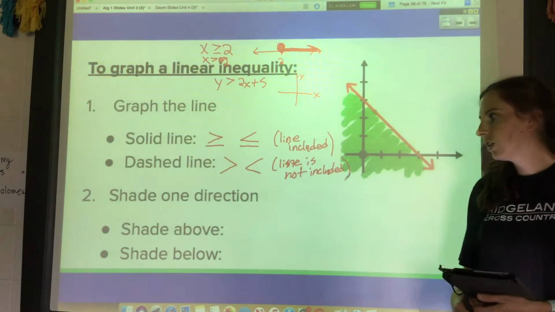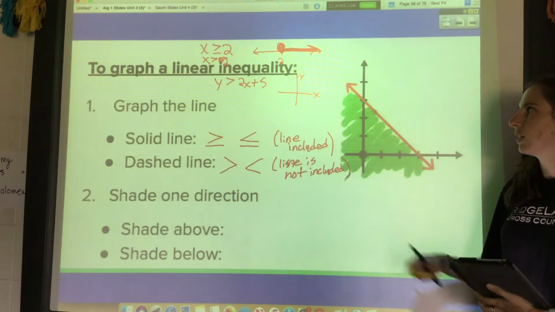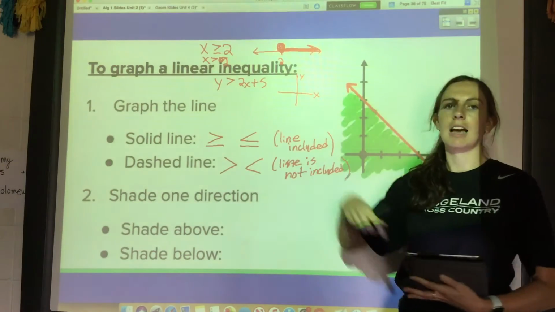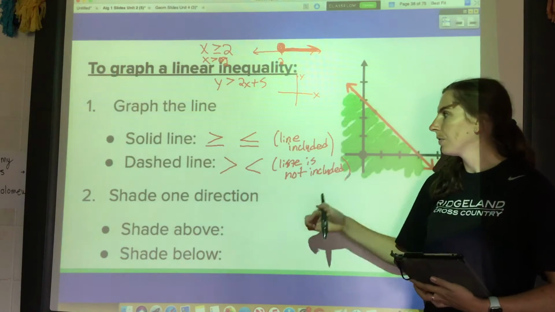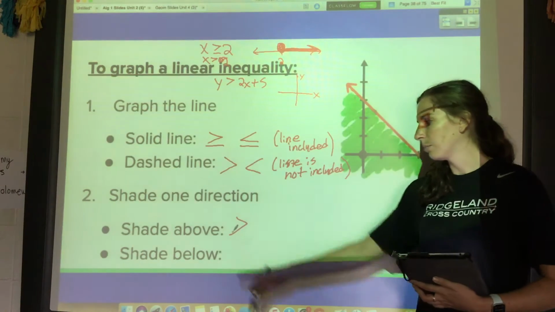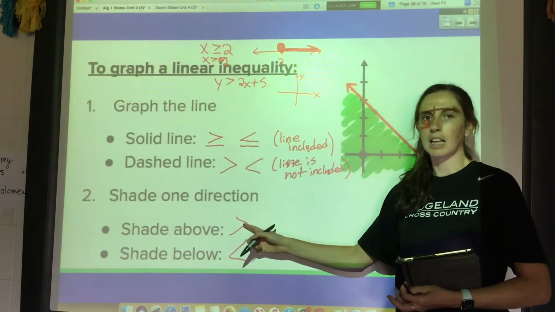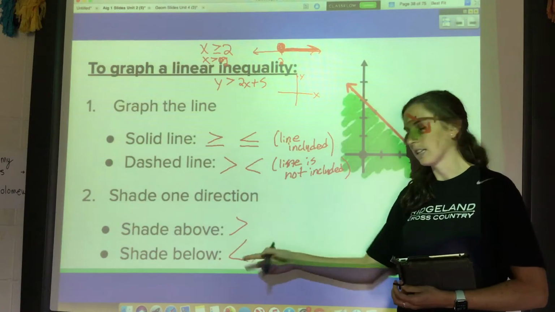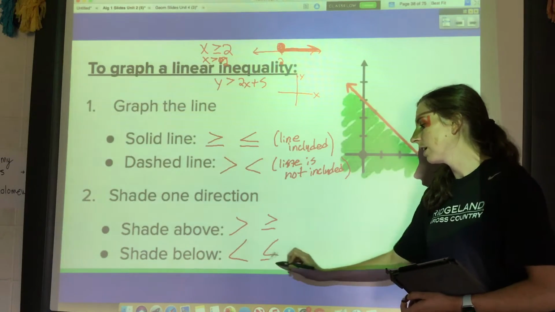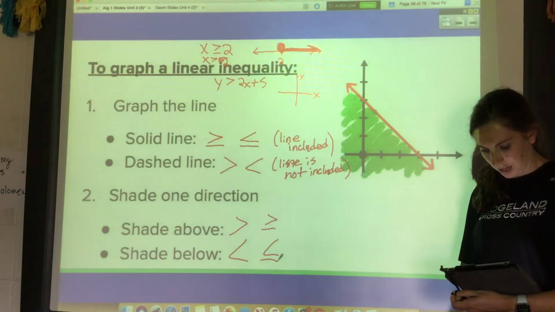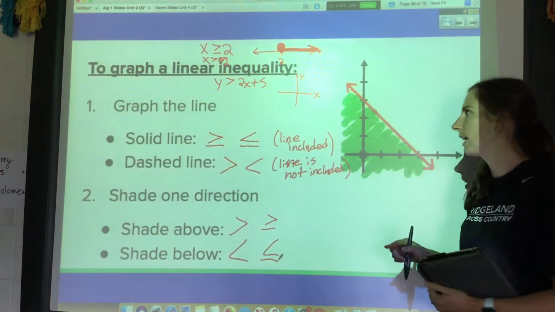And then you need to know whether to shade above the line or below the line, just like with one variable you need to know whether to shade to the right or to the left. In this case, you shade above if it's a greater than, and shade below if it's a less than, which makes sense. If we want stuff that's bigger than the line, we shade above it. If we want stuff that's less than the line, we shade below. This could also be greater than or equal to, or less than or equal to. I'll show you another way you can figure out which way to shade in just a second.